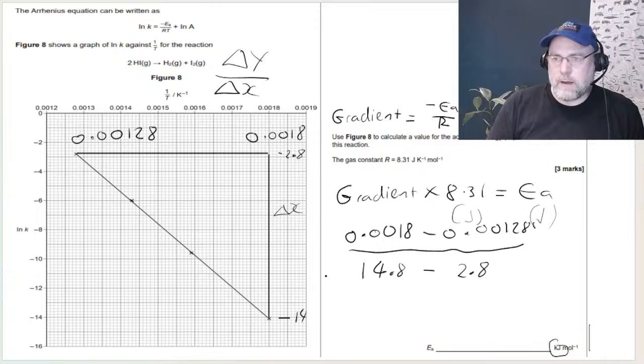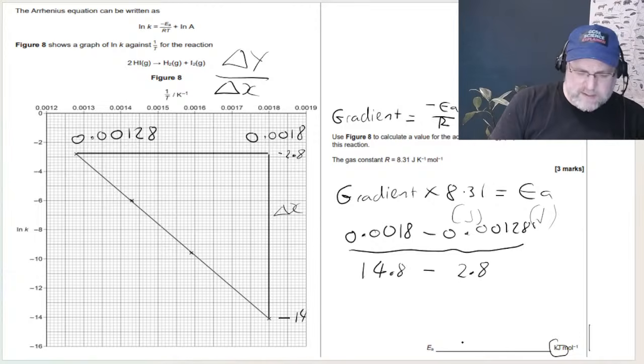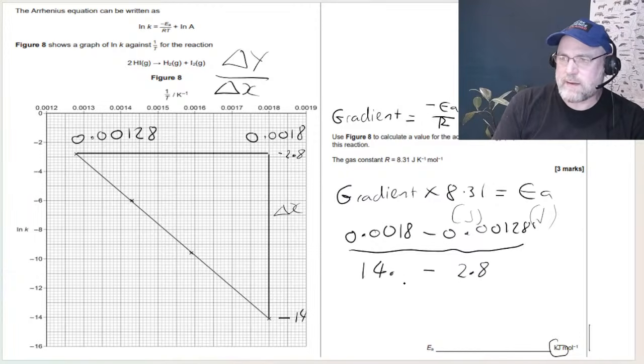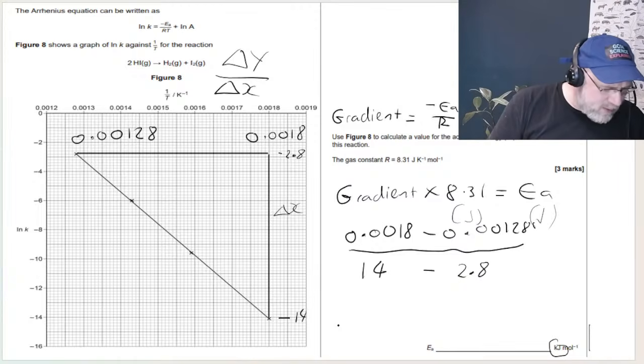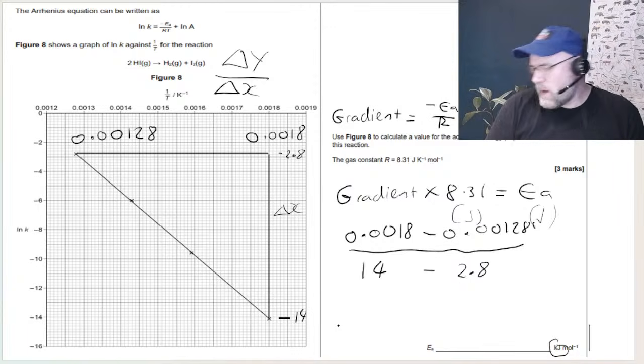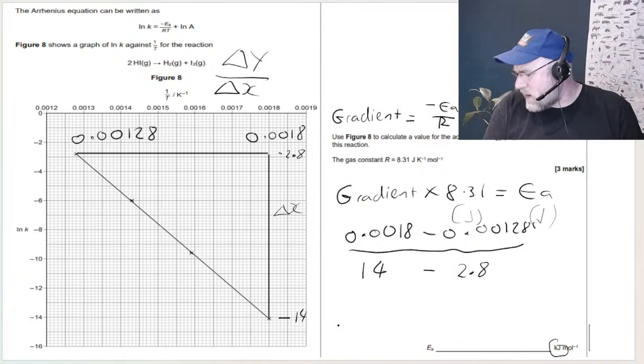Okay. Oh my god. Why did I put minus 14.8 there? Look at this dipstick. All right, let's go with that. Anyone got an answer?